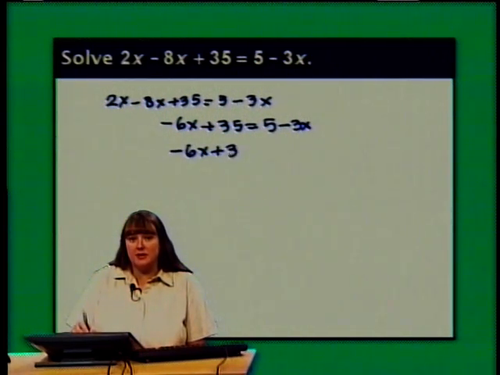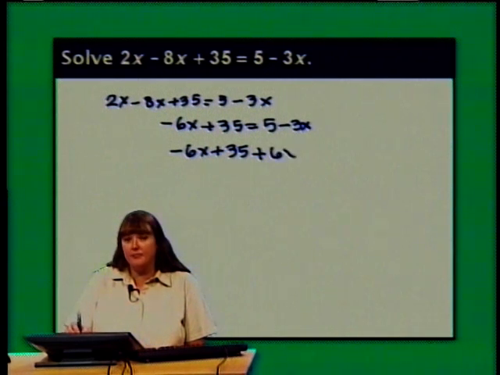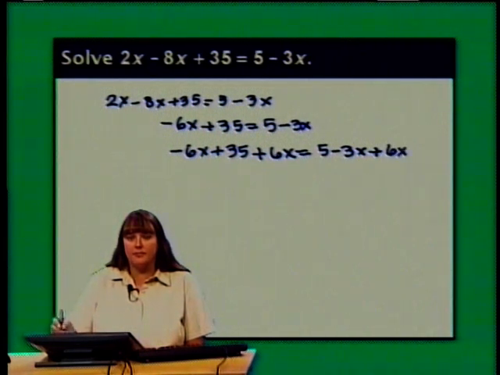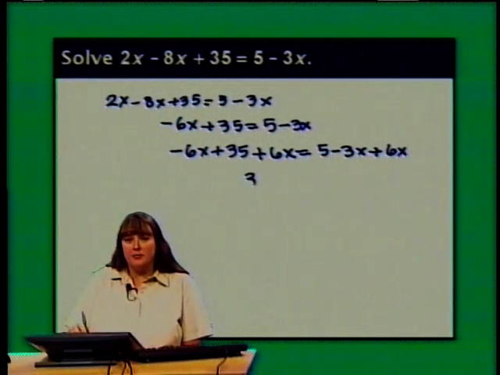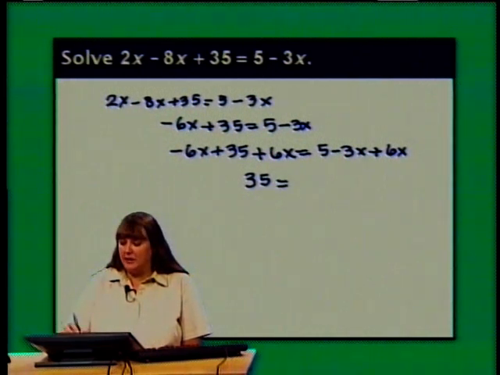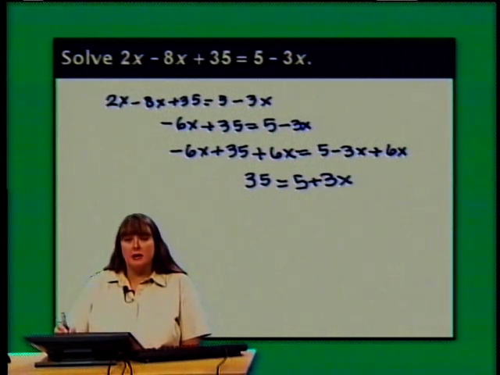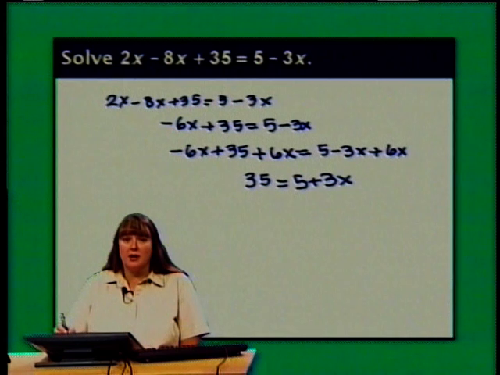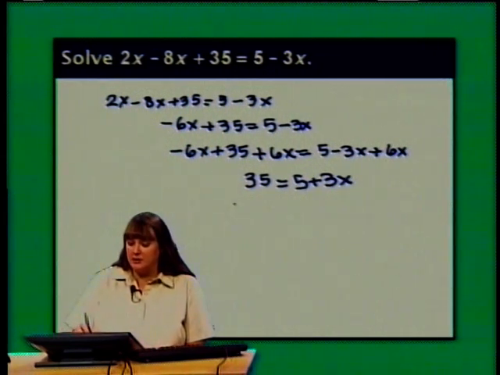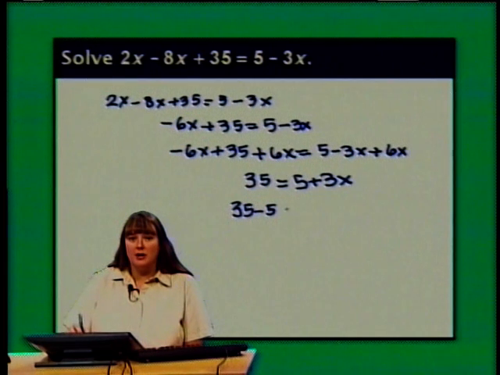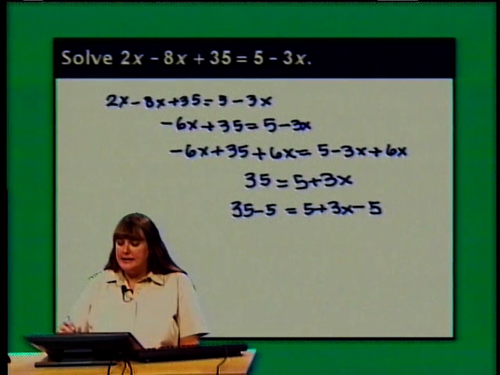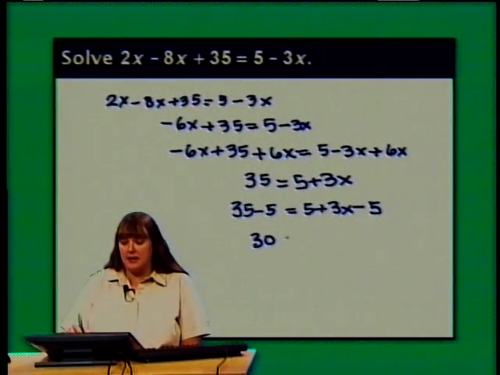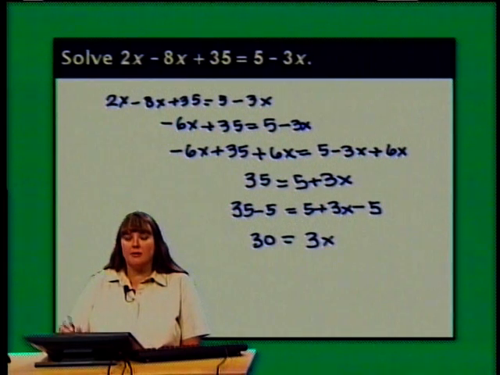So negative 6x plus 35 plus 6x equals 5 minus 3x plus 6x. Simplifying, I'm left with 35 on the left-hand side and 5 plus 3x on the right-hand side. Now to move my constants to the left-hand side of the equation, I'm going to subtract 5 from both sides of the equation. So 35 minus 5 equals 5 plus 3x minus 5. Simplifying, I have 30 on the left-hand side equals 3x on the right-hand side.